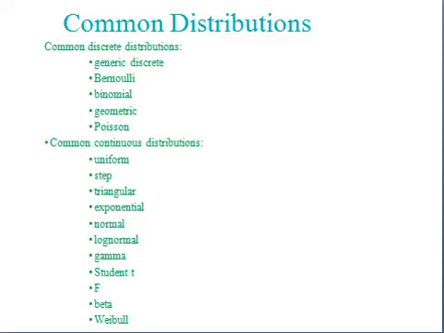Here are a few common distributions. Discrete distributions: famous ones are Bernoulli, binomial, geometric, Poisson. And common continuous distributions which we are using: triangular, exponential, normal distribution, F distribution, beta distribution, Weibull, and two-sided power distribution as well, along with uniform distribution.